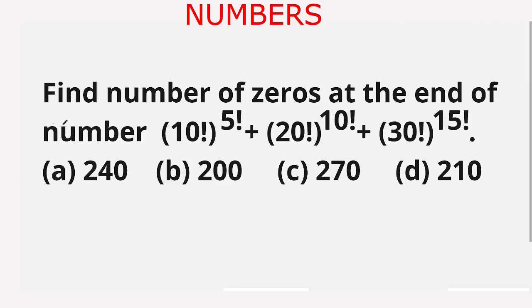Our question is, find the number of zeros at the end of the number 10 factorial raised to the power 5 factorial plus 20 factorial raised to the power 10 factorial plus 30 factorial raised to the power 15 factorial. The given options are option A 240, option B 200, option C 270, option D 210.